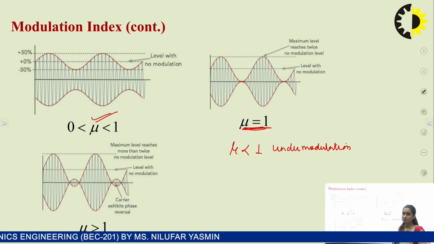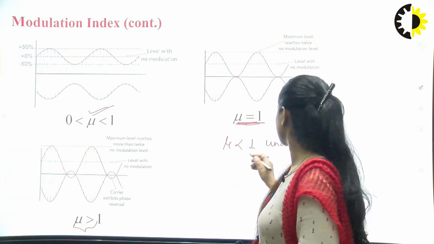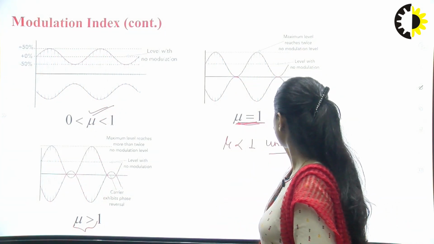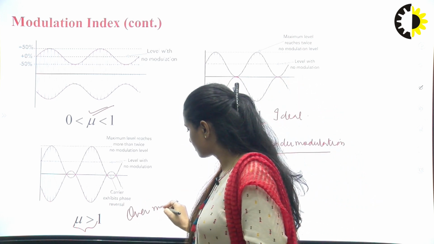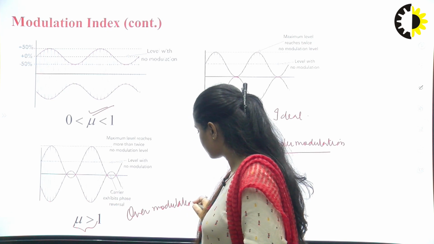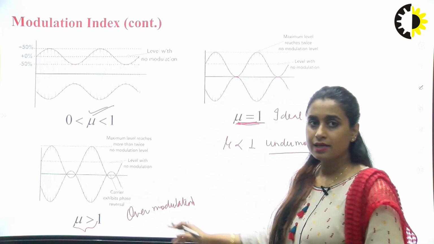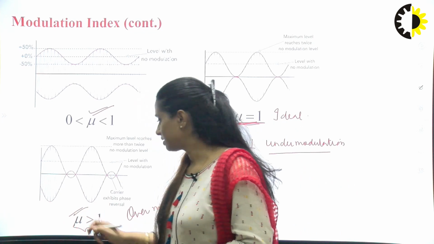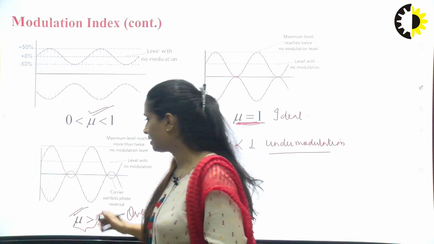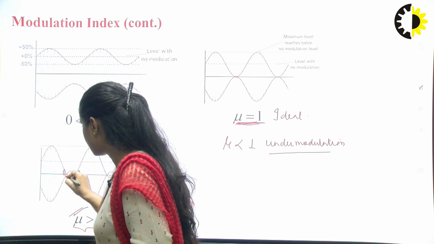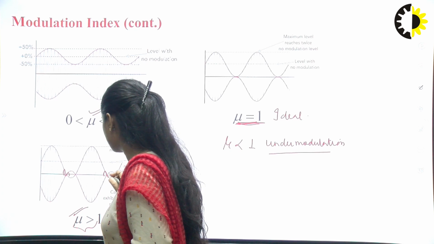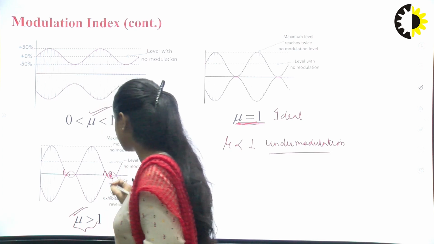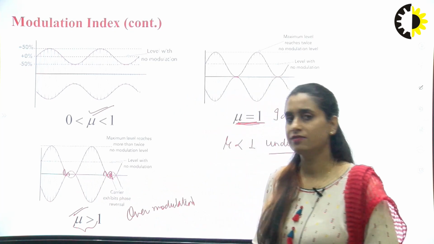This is the ideal condition which we never reach. And this is the case of over modulation. This is under modulation, this is ideal modulation, and this is over modulation. Here, this is not appreciable. This is not preferred. Why? Here we can see there occurs 180-degree phase reversal. After this the wave should go like this, but this doesn't happen. This goes like this. So here occurs phase reversal.